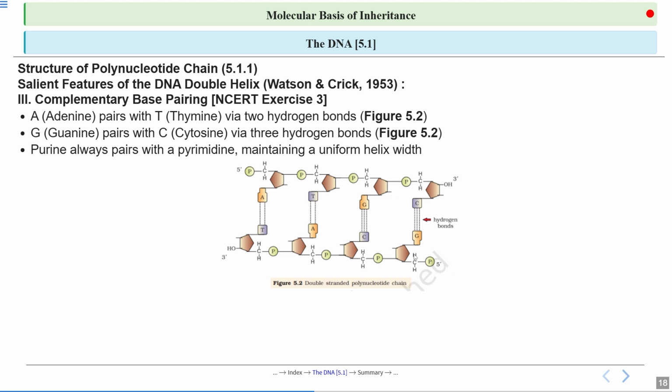So here you have seen in the last figure also that the phosphate and sugar make the backbone, and the nitrogenous bases are inverted. Adenine and thymine are complementary to each other, and they are pairing together via 2 hydrogen bonds, whereas guanine and cytosine are pairing with each other via 3 hydrogen bonds.